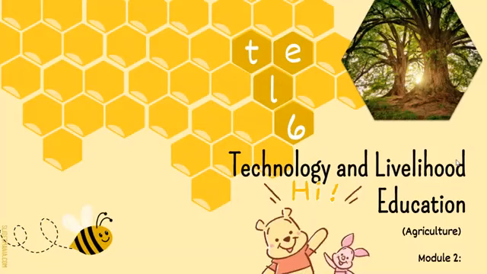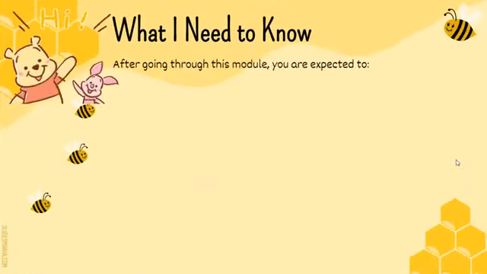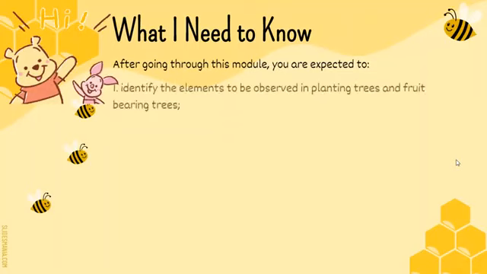Technology and Livelihood Education, Agriculture Module 2. What I need to know: after going through this module, you are expected to: number 1, identify the elements to be observed in planting trees and fruit-bearing trees.